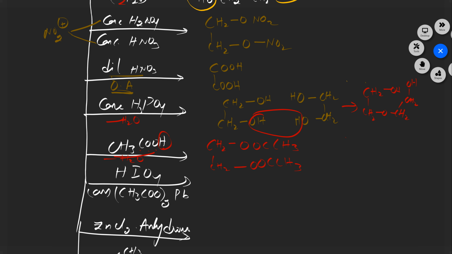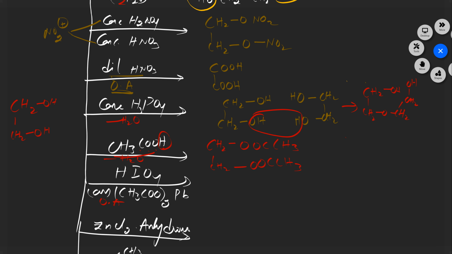HIO4 is a special kind of reagent which is going to break the bond between two carbons. If any molecule or compound has adjacent hydroxyl groups, for example, if you are taking glycol, HIO4 is a special kind of oxidizing agent used to break the bond between two carbons.